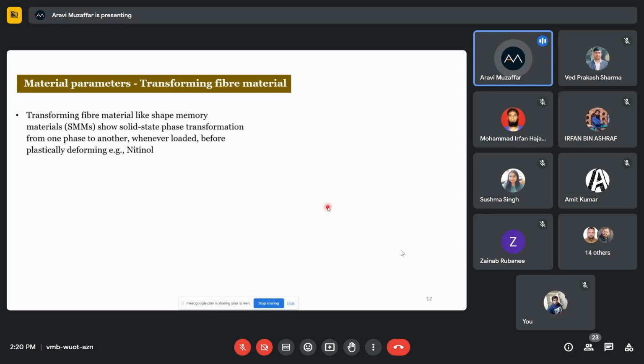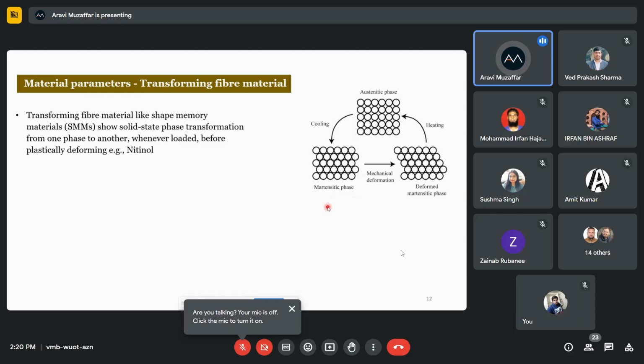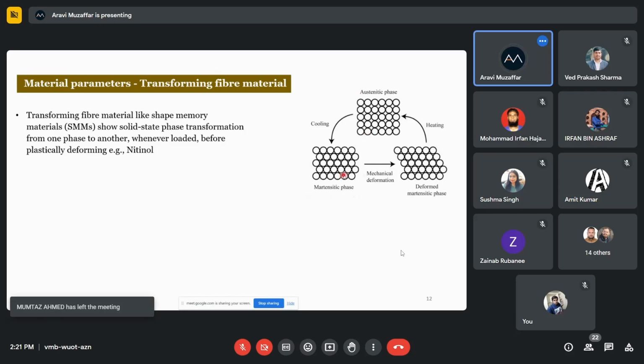Transforming fiber materials are the fiber materials that show solid state phase transformation from one phase to another whenever they are loaded. The representative example of shape memory materials, or the transforming fiber materials, is nitinol. Nitinol has a characteristic phase called the austenitic phase, which is stable at higher temperatures, and another phase called the martensitic phase, which is stable at lower temperature. So if you are decreasing the temperature, the austenite gets converted into martensite, and whenever we are heating, the martensite gets converted into austenite.